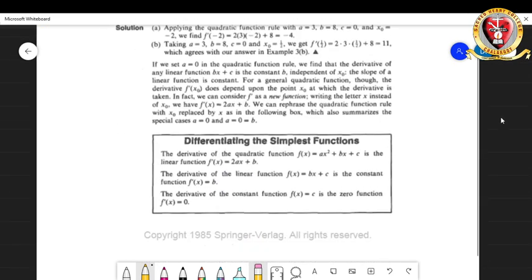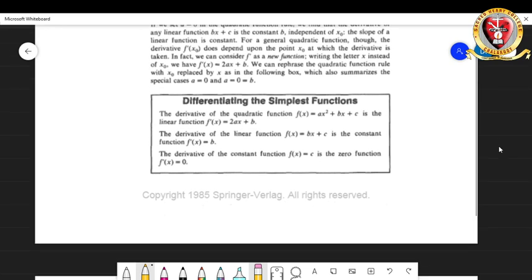So let's summarize what we got from here. That is how to differentiate the simplest functions which you know. The first function which we come along is f of x is equal to ax square plus bx plus c. We just said about it earlier, and this is called the quadratic function. The corresponding derivative is f dash of x is equal to 2ax plus b.